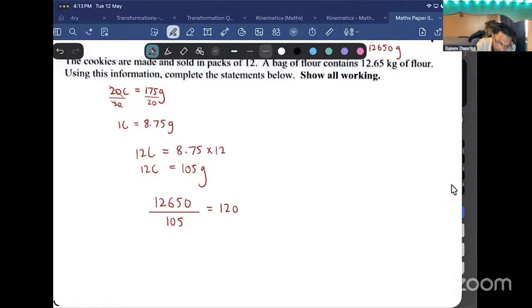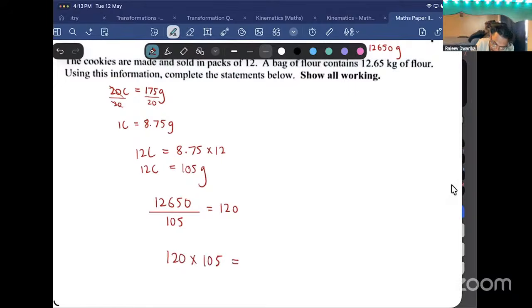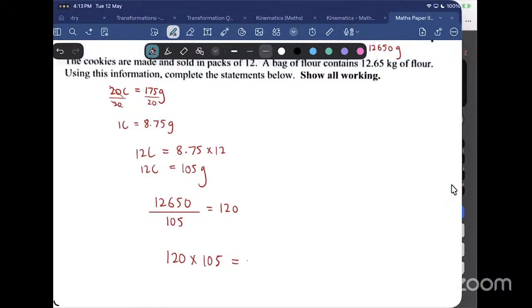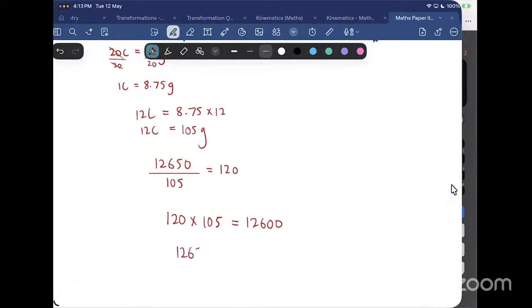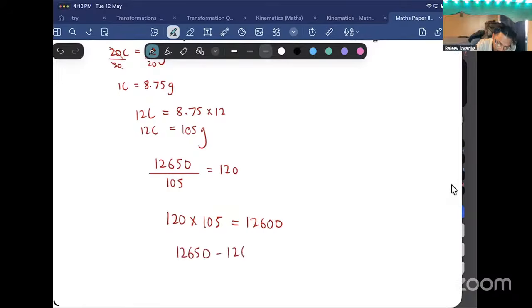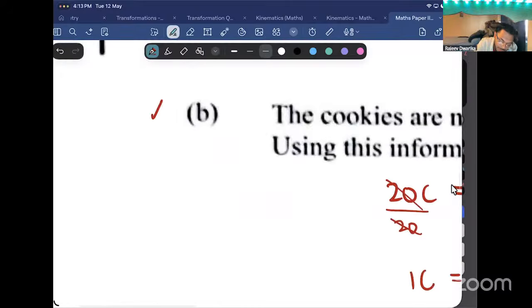So could we find the amount of flour it takes to make the 120? Yes, sir. We can say 120 by 105. What's 120 by 105? 12,600. But how much did we have originally? 12,650. So we get the 50. This is a difficult question, so we'll put an asterisk by it.